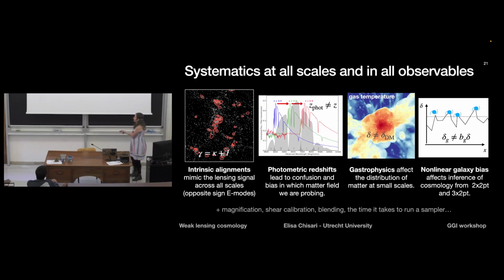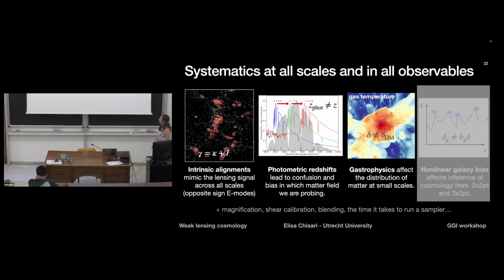And there are many other things that we worry about that I will not touch upon. Magnification is going to become very prominent in stage 4 surveys. How well we can calibrate our shapes, blending because we're going deeper, so all the sources start to merge with each other. And the time it takes to run a sampler. That's also one concern. It seems like that is under control, but okay, there are always ways to improve that and try to get our results faster.